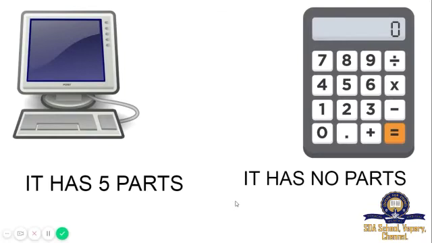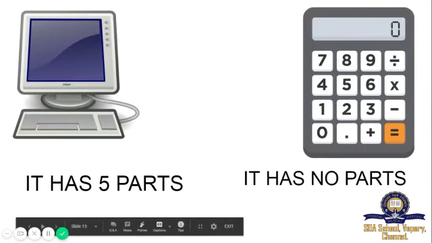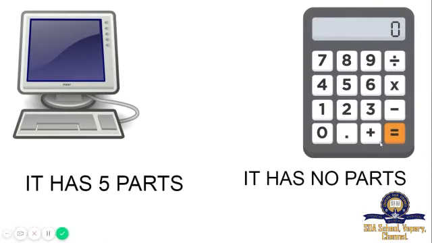Now our computer also does calculations, and the same way a calculator also does calculations. So both are doing the same job. Then what is the difference between these both? We'll see the difference now. A computer has 5 parts and a calculator has no parts. It's a single unit. All 5 units together form a computer.